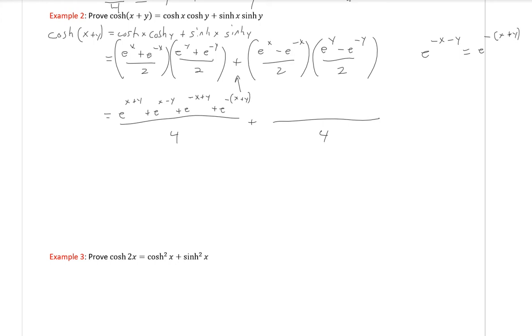And I could do the same thing with the sinh formulas as well. I get e to the x plus y. Then I get minus e to the x minus y minus e to the y minus x, or negative x plus y. And then I get plus e to the negative x plus y.